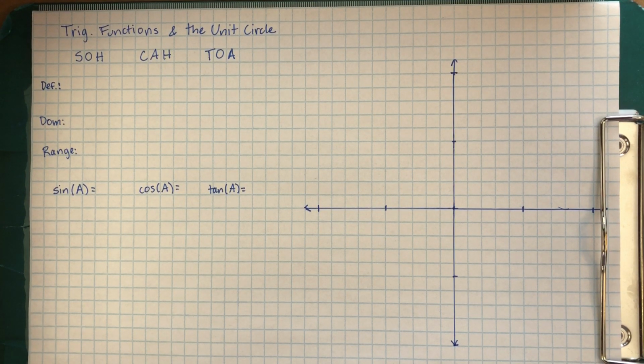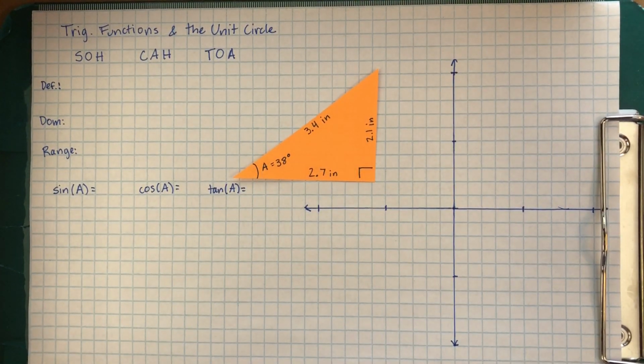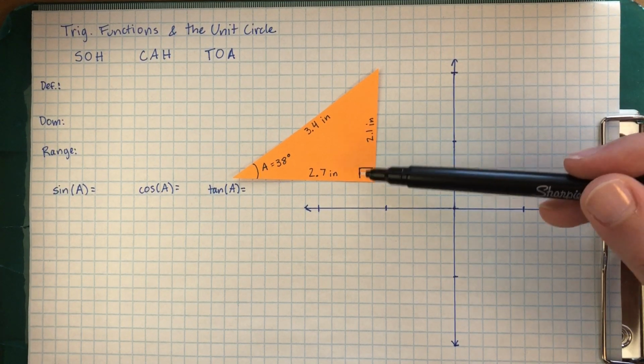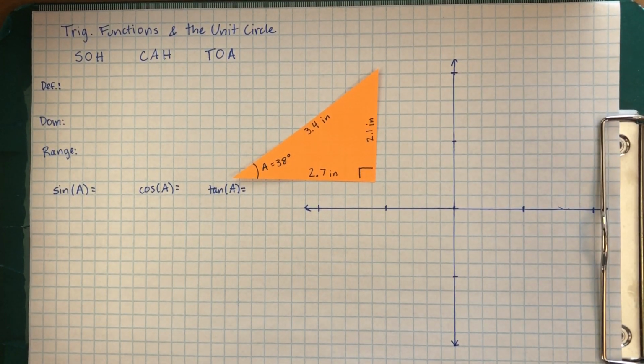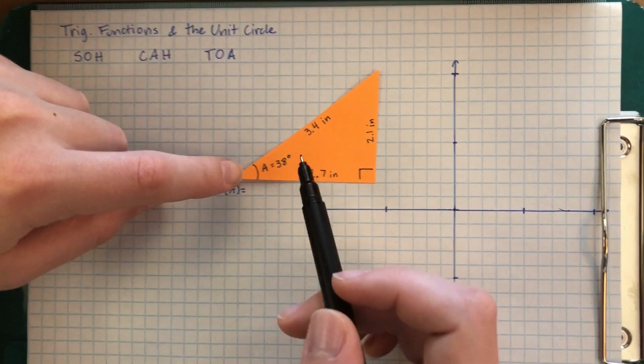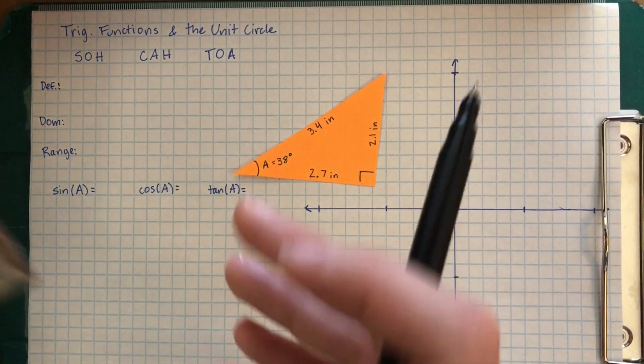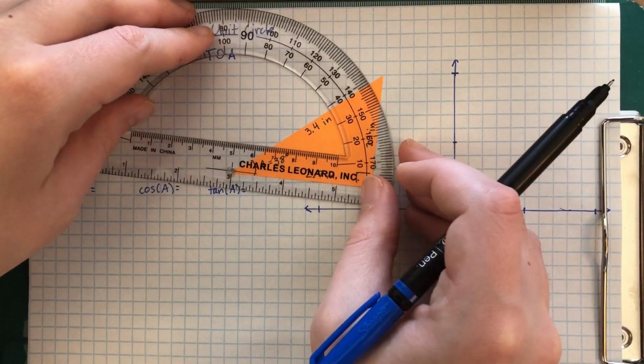We're going to talk about trig functions and the unit circle and how those two ideas are connected. Because when you think about trig functions, you're probably thinking about triangles. So because of that, we are going to start with a triangle. And this is a right triangle. You can see that this angle down here is a right angle. And I've already measured that this angle right here, which we'll call A, is 38 degrees. Measure that with a protractor like this.